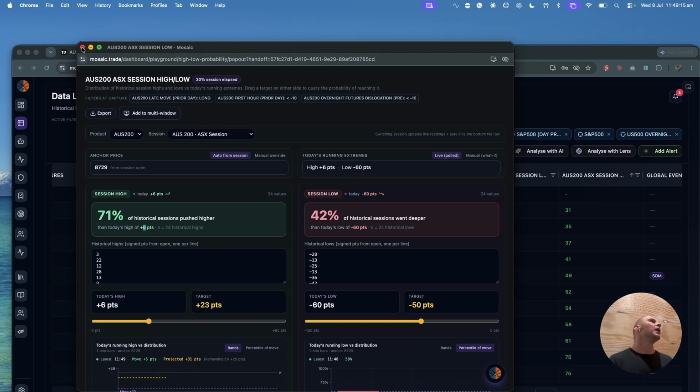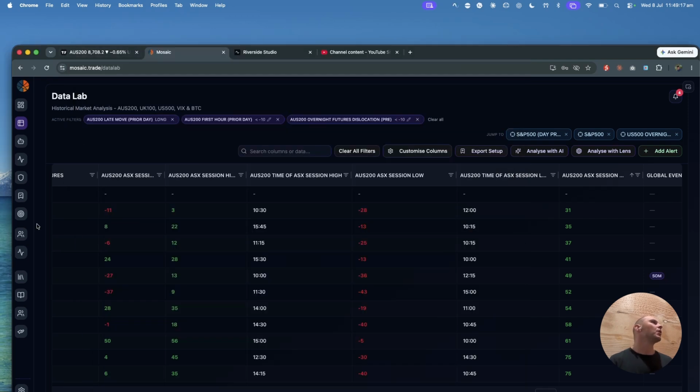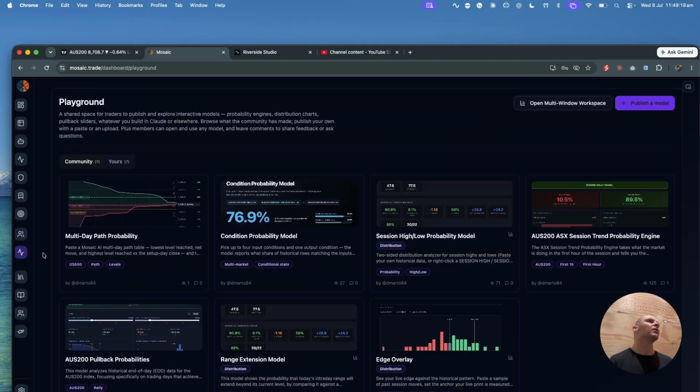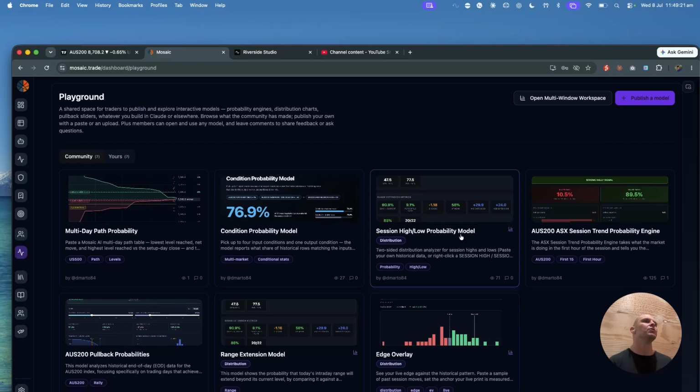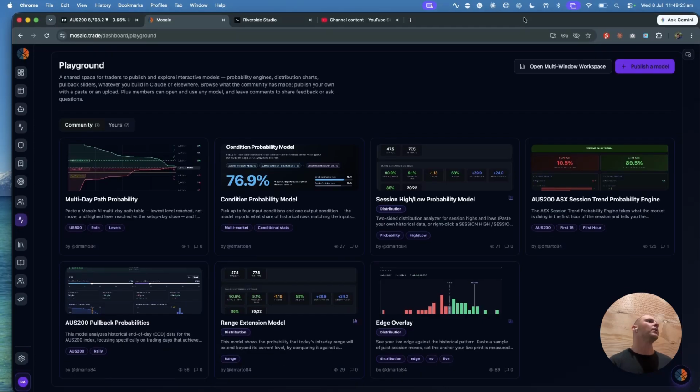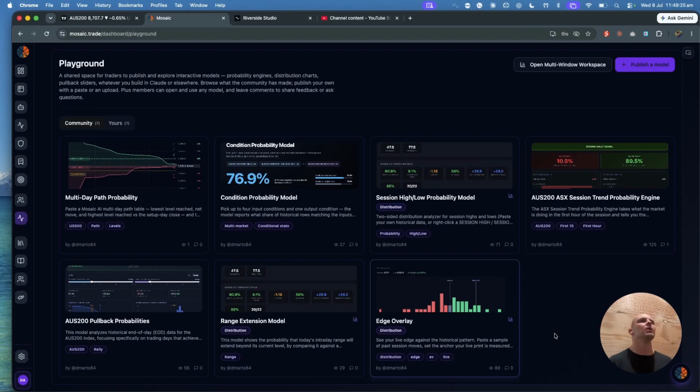But as I said, they're the models. I'll go into it in more detail in other videos, but really encourage you to play around with these. They're also open to anyone to upload your own models in there. So obviously with Claude, etc. nowadays, as long as you can pull the data from Mosaic, you can create all sorts of models. So I encourage you to share them with the community as well. Just use the publisher model up in the right corner.